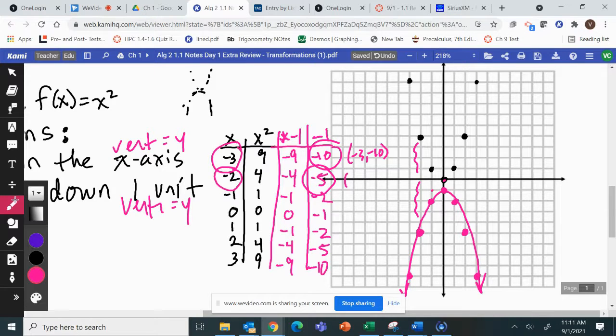You don't have to write these ordered pairs. I'm writing them so that you can see where I found them in my table.